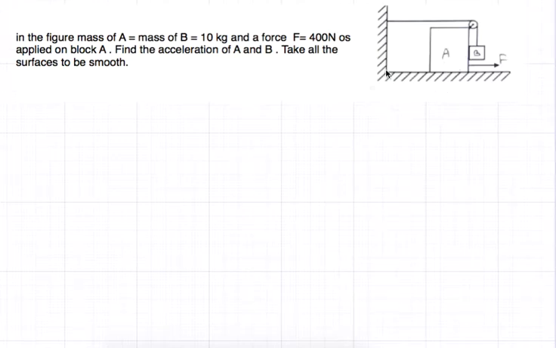If this A is going in this direction with an acceleration of a, then what is the acceleration of B? Obviously B will also go in this direction, because B is attached to A, as well as B will also have an acceleration over there.